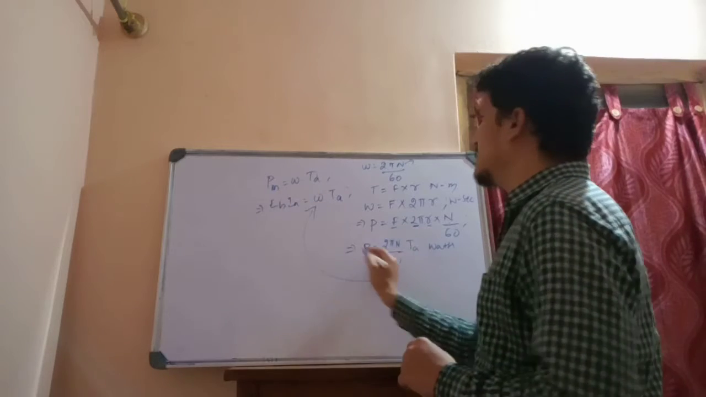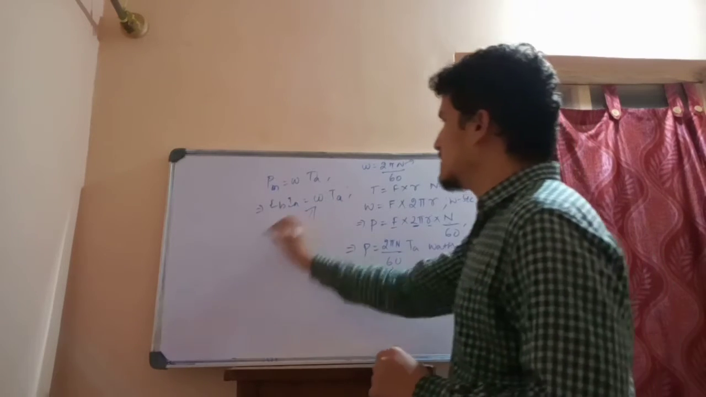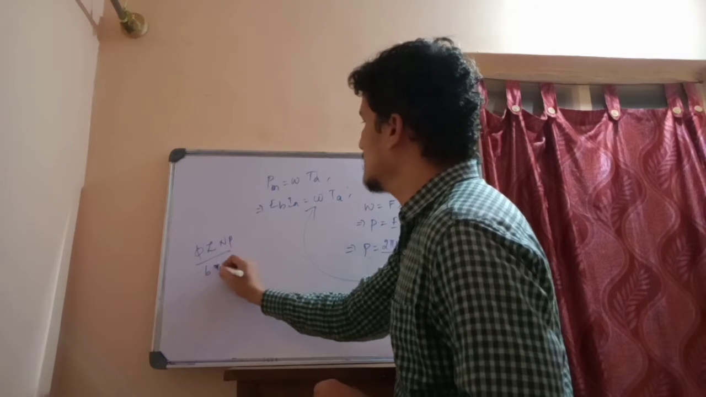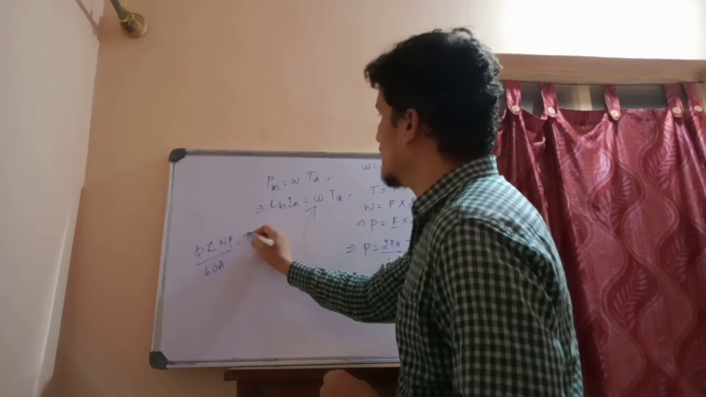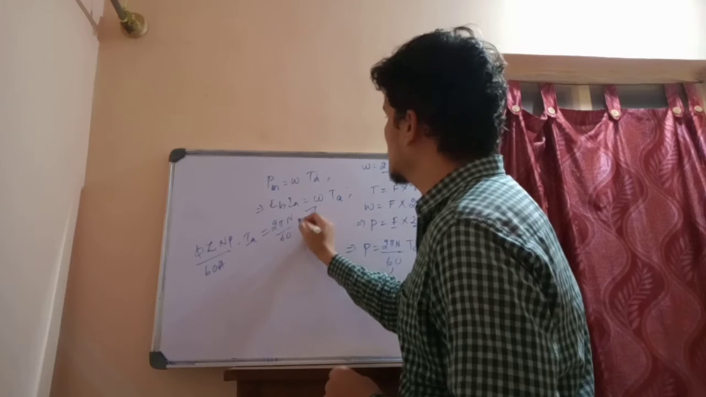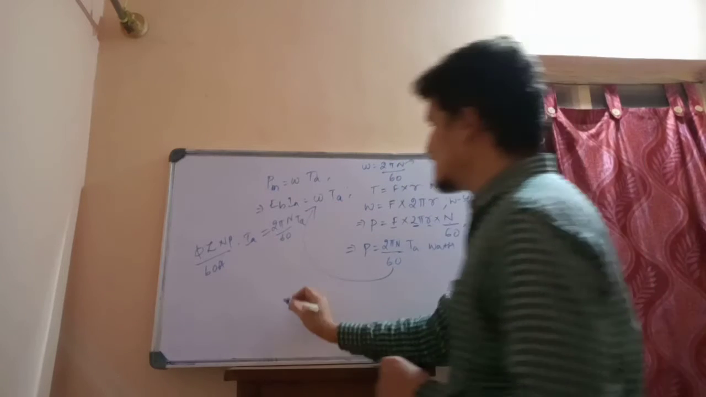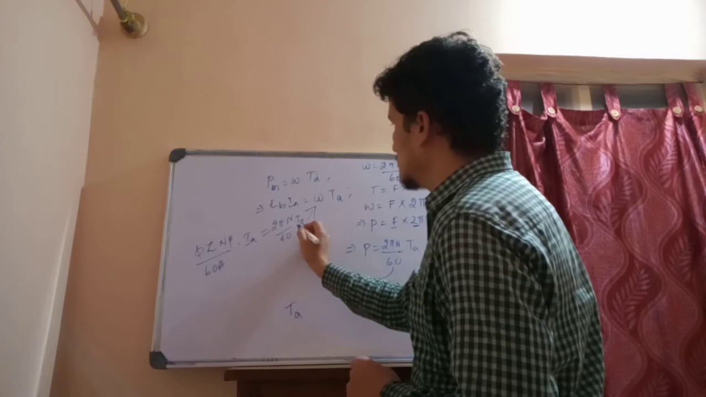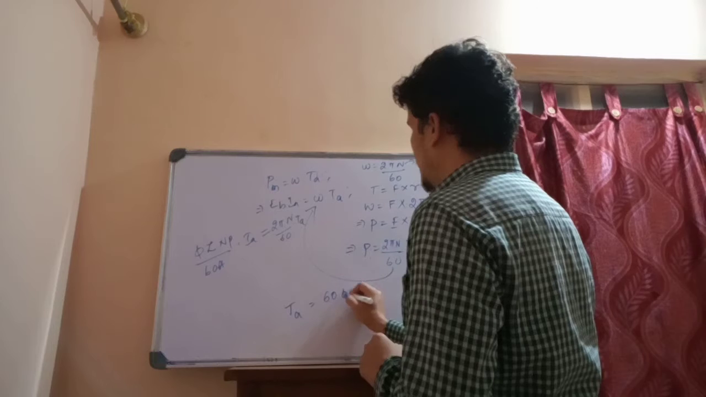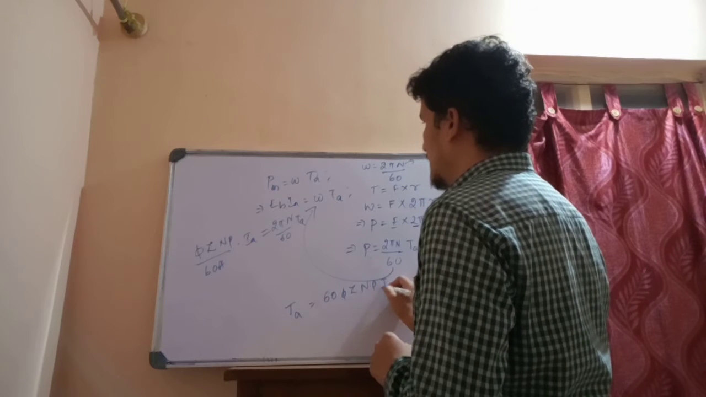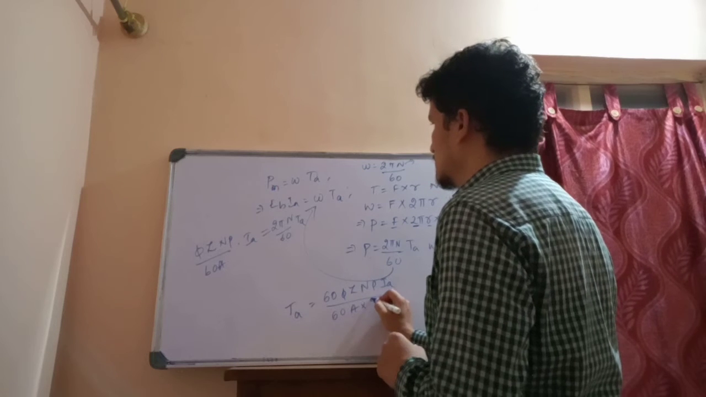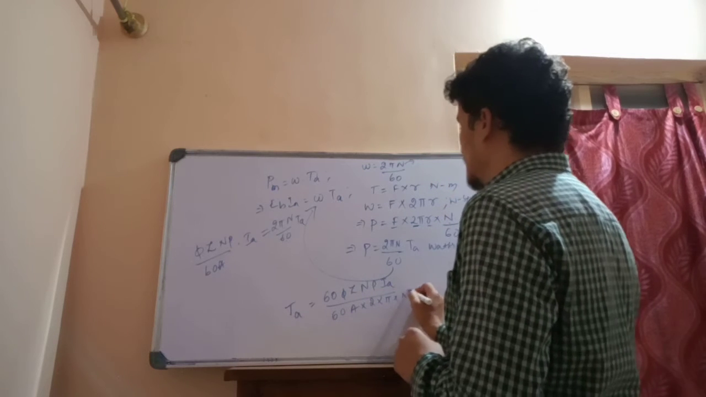So what is PM? PM is equal to EB into IA. What is the formula for EB? EB is equal to phi Z N P divided by 60A, into IA, is equal to 2 pi N divided by 60 into TA. Right? Now I want TA. TA is equal to 60 into phi into Z into N P into IA divided by 60 into A into 2 into pi into N. Can I write like this?